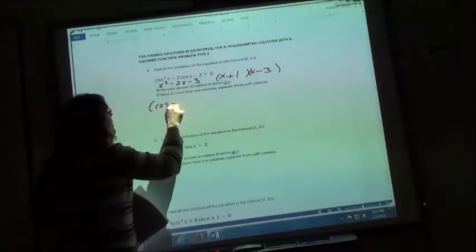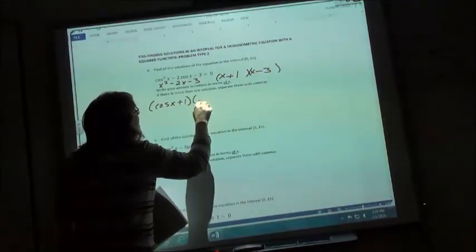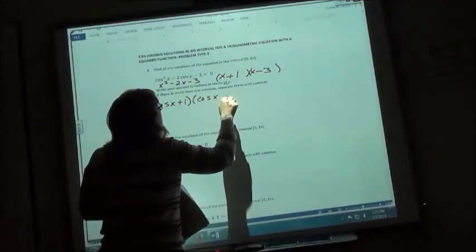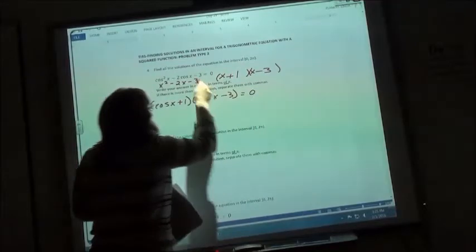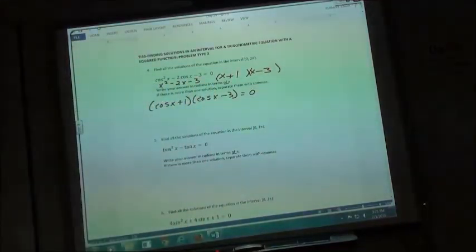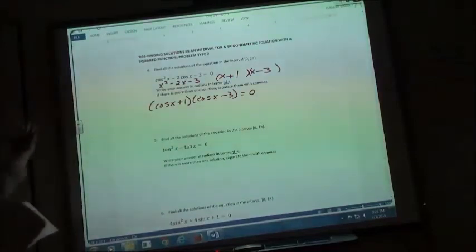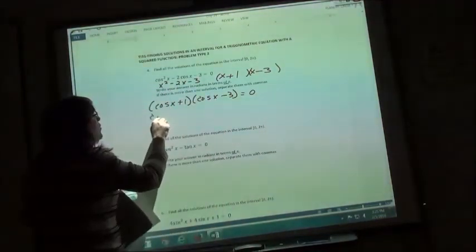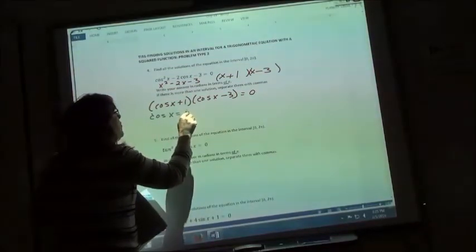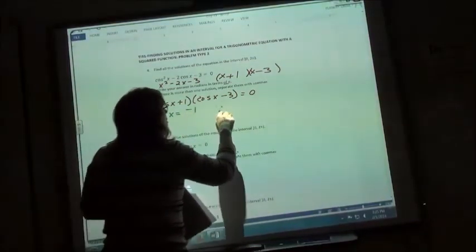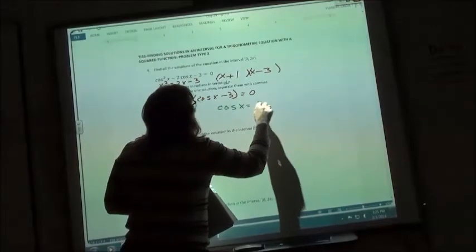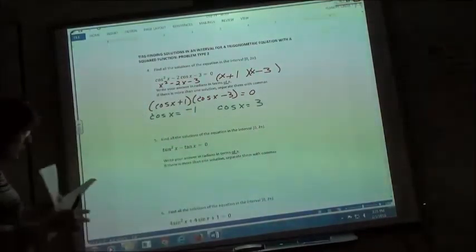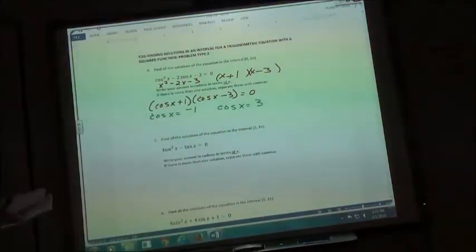So the cosine of x plus 1 times the cosine of x minus 3 equals 0, and I now have it in factored form. So now I'm going to solve these like I did the ones in factored form. I'm basically going to split them into 2 different problems. So either my cosine of x is going to equal negative 1, or my cosine of x would equal positive 3. So I'm then going to just grab my table and look.